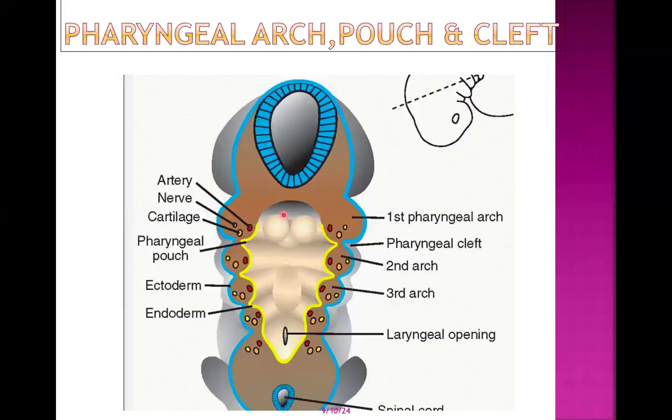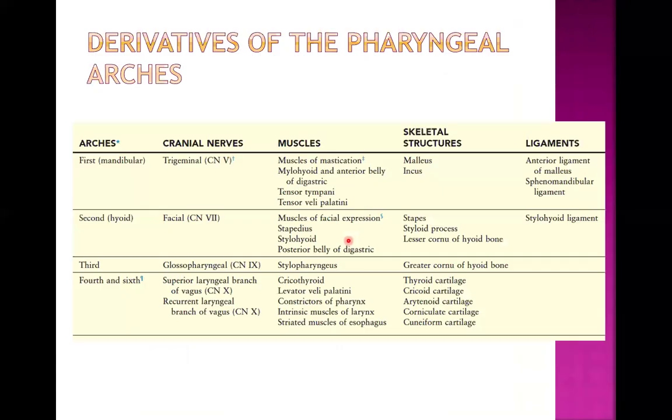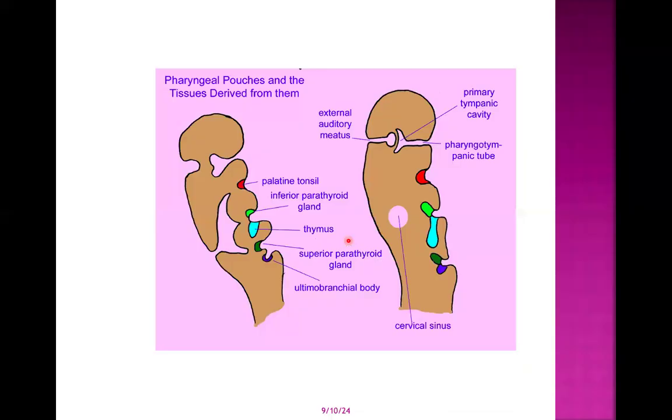And this is a very notable picture which you remember. Pouches and clefts, pharyngeal arches, pharyngeal clefts. We've gone through all this before. And you remember this table too. All right, so you can see palatine tonsil.